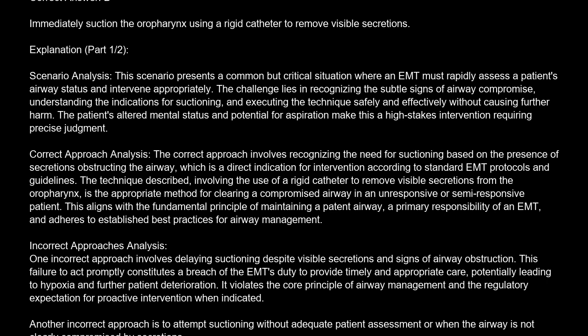This aligns with the fundamental principle of maintaining a patent airway, a primary responsibility of an EMT, and adheres to established best practices for airway management. Incorrect approach analysis: One incorrect approach involves delaying suctioning despite visible secretions and signs of airway obstruction. This failure to act promptly constitutes a breach of the EMT's duty to provide timely and appropriate care, potentially leading to hypoxia and further patient deterioration. It violates the core principle of airway management and the regulatory expectation for proactive intervention when indicated.